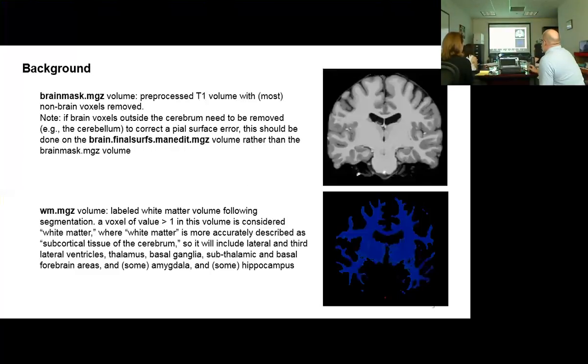And the first one is one that I showed you a couple slides ago. It's this volume that's in the MRI directory called brainmask.mgz. And that's a pre-processed T1 volume with most non-brain voxels removed. So the idea is that they've stripped away the skull that was around here and a lot of the bone that's down here and other tissue. It's not perfect, so you still see some voxels that are outside the brain left behind. And in this case, it does a pretty good job. You see a little bit of tissue up here too.